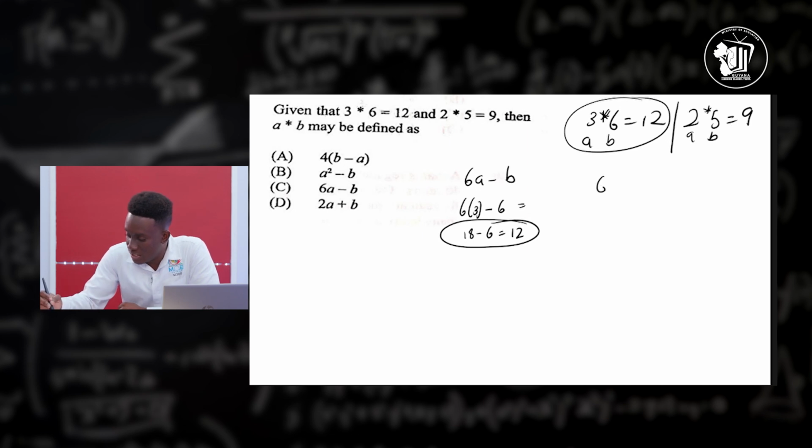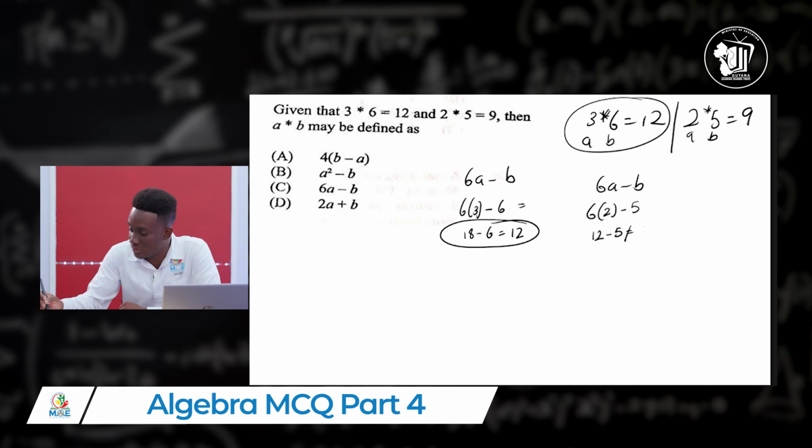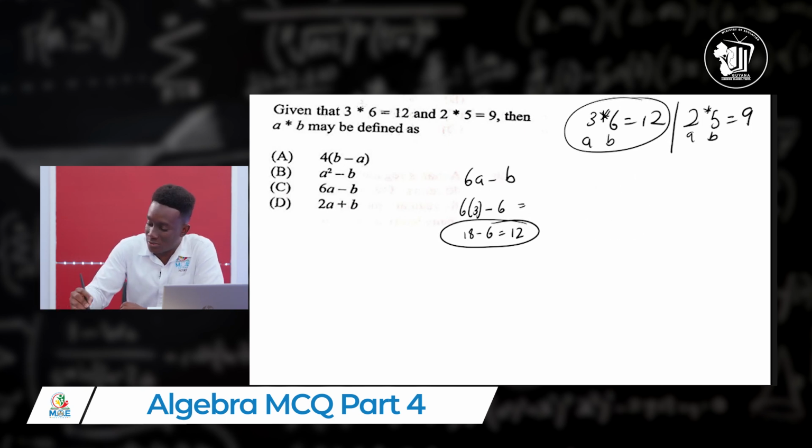So 6A minus B. So this will be 6 multiplied by A, in this case is 2. Subtract B, which is 5. So 6 2s 12. 12 minus 5 would not give me 9. So this can't work. So the answer obviously has to be the last one.